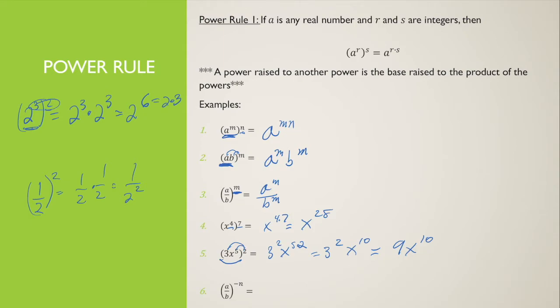If I have a over b to the negative n, that becomes a to the negative n over b to the negative n. Now I'm going to slow down here. Remember our negative exponent rules? If I have an exponent in my numerator, it goes down to the denominator as a fraction under 1. If I have an exponent in my denominator, it goes to my numerator. So our final answer is b to the n over a to the n.